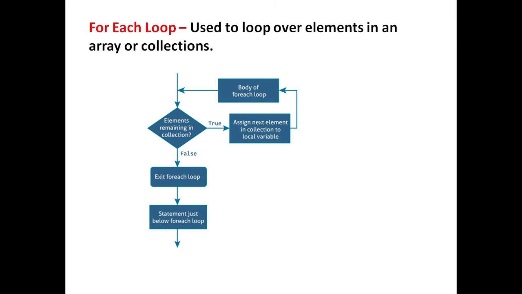Then foreach loop. This loop is used to loop over elements in an array or collection. This flowchart explains how foreach loop works. First, it checks the elements remaining in collection. If it is true, it will go to the next element in a collection and assign the value to a local variable, and it goes to the body of foreach loop and again goes to check the elements remaining in collection. If it is false, it will exit the foreach loop.